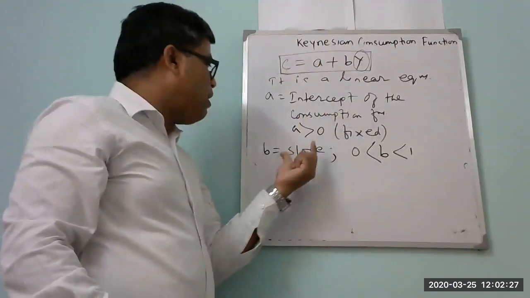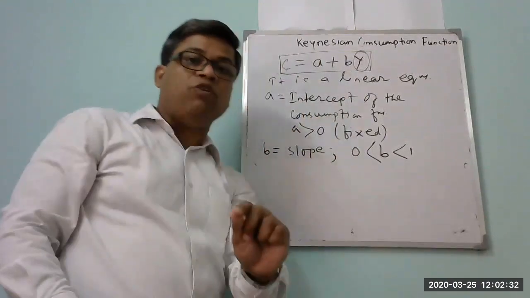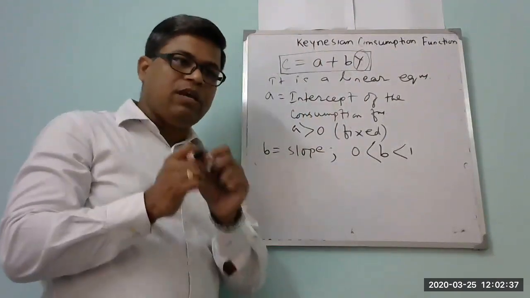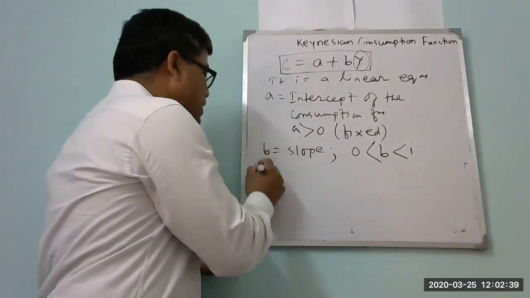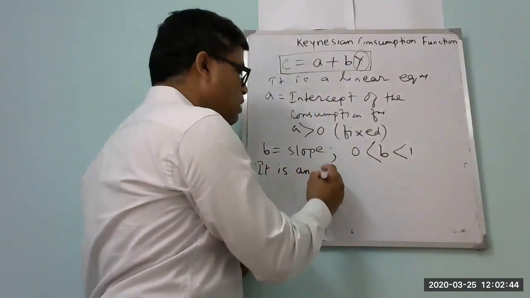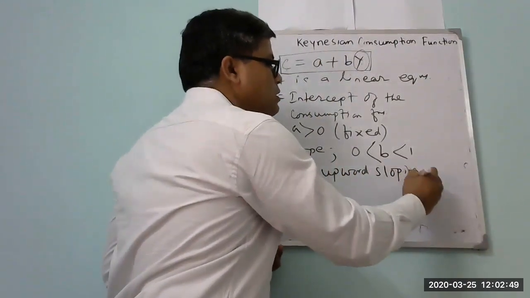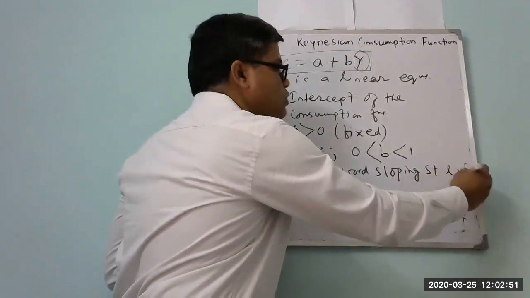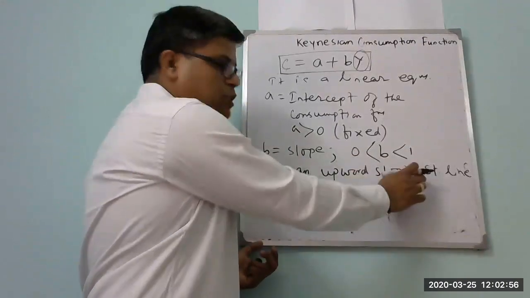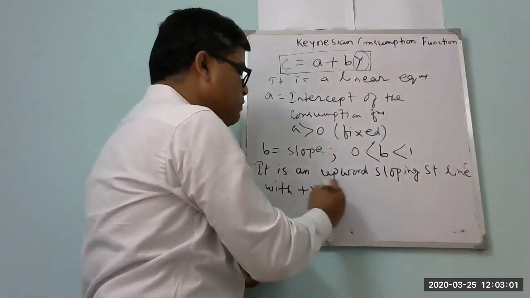It is an upward sloping straight line with positive intercept, but it is flatter than the 45-degree line. So these are the very important observations of this line. What I said is that it is an upward sloping straight line. Why is it upward sloping? Because B indicates the slope, and that is more than 0. That is why it is an upward sloping straight line with positive intercept.